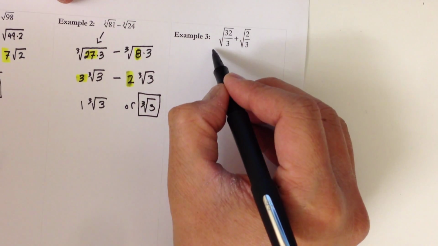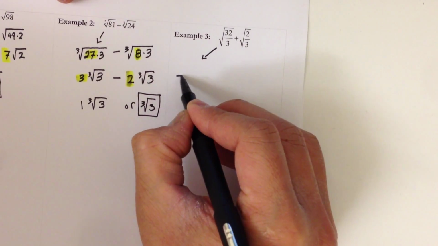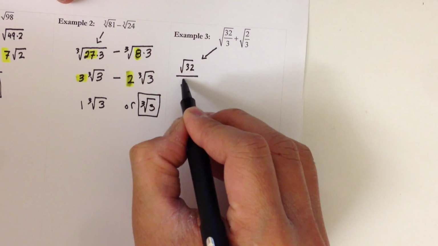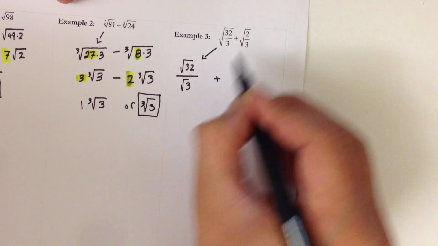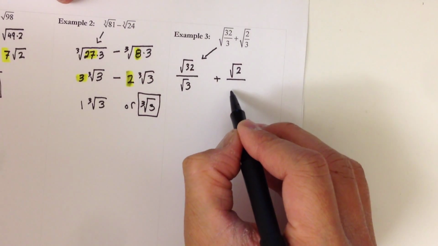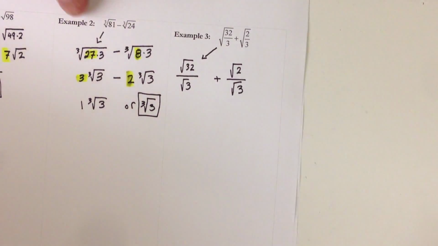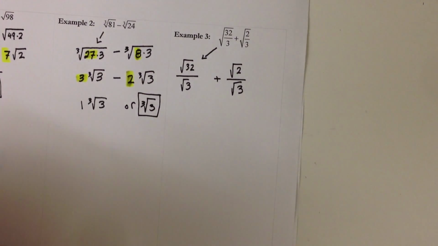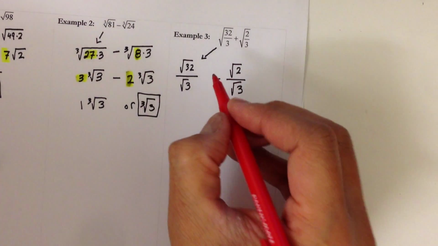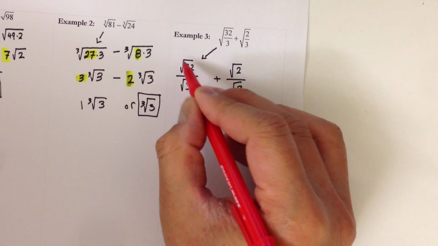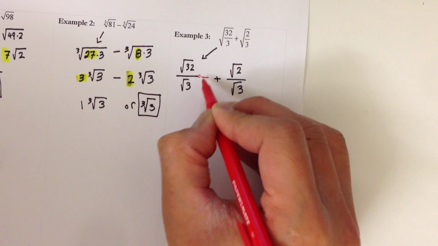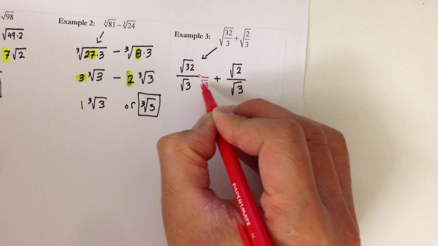So I'm going to take the first radical and split it up as the square root of 32 over the square root of 3. And then I'm going to take the second radical and split it up as the square root of 2 over the square root of 3. Now I have to remove the radical in each denominator before I proceed. In order to rationalize the denominator in the first expression, I would need to multiply this by the square root of 3.